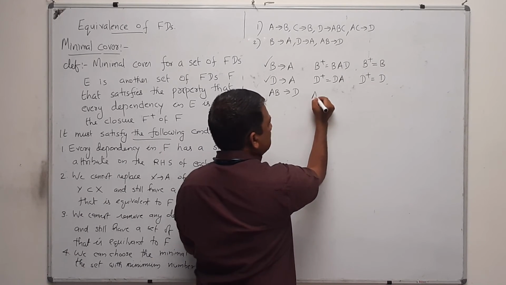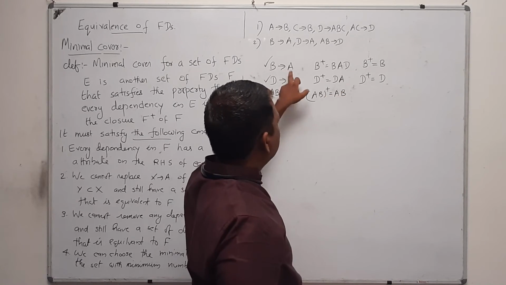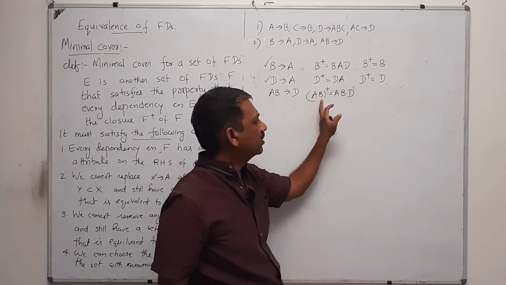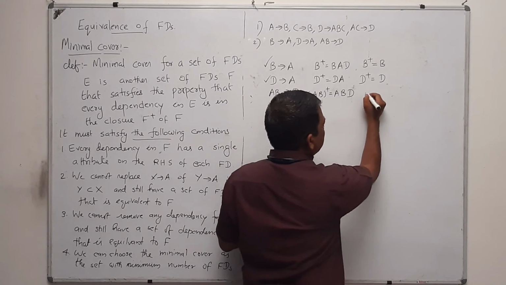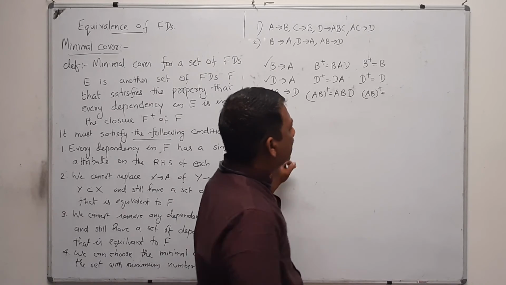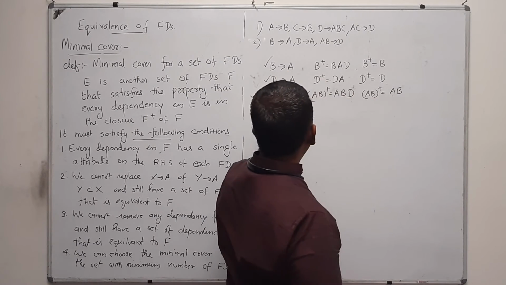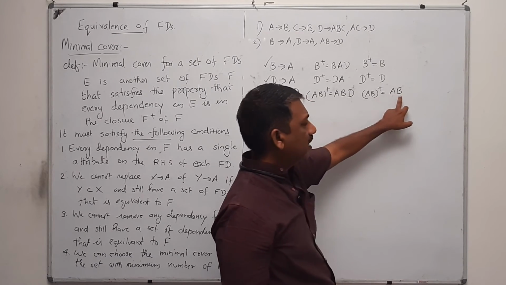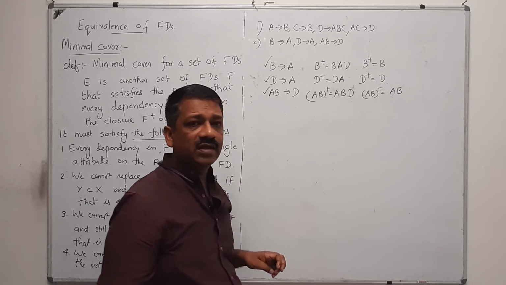Now what about AB plus? AB plus includes AB, then B determines A, that is there. AB determines D, ABD. That means all attributes are there in the closure of AB. Now after removing this AB determines D, again you are going to find out the closure of AB. That means you have removed this. AB includes AB. Here B determines A, that's already there. There is no D, and AB plus is AB only. So again this cannot be removed.